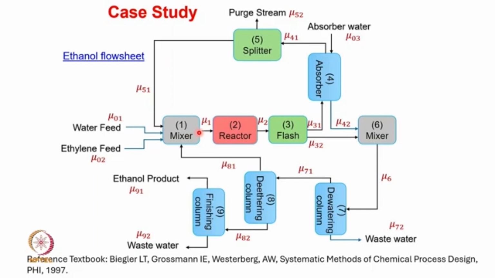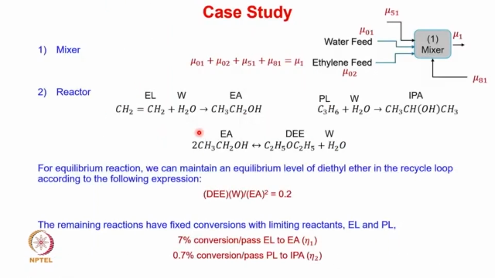So we can represent the mass balance for the mixture easily. You can see that the mass balance here is given by mu 01 plus mu 02 plus mu 51 plus mu 81 equals mu 1. With respect to each unit, the subscripts are used here. Output from unit 1 is represented as mu 1, output from the second unit is represented as mu 2, etc. Then the next unit is a reactor.